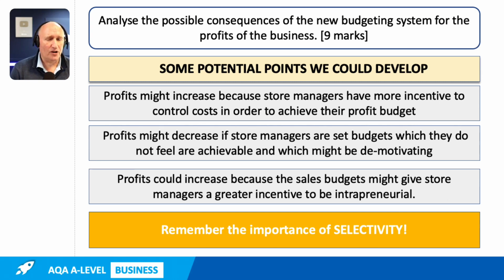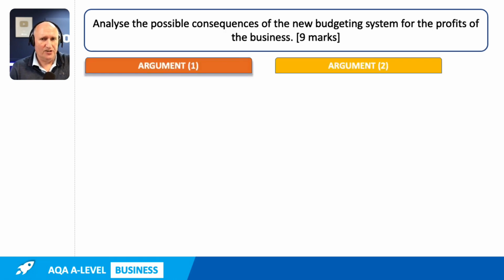And a third possible consequence, there are others of course, profits could increase because the sales budgets might give store managers a greater incentive to be entrepreneurial. Well, I've actually picked, I think, 2 positive reasons. This feels like a good move to me. I can argue hopefully 2 ways in which this new budgeting system could increase profits.